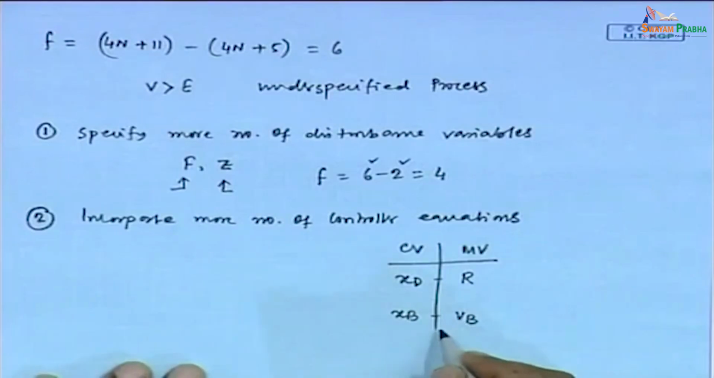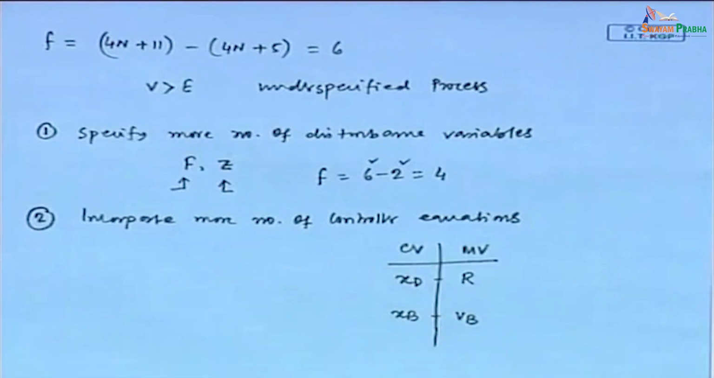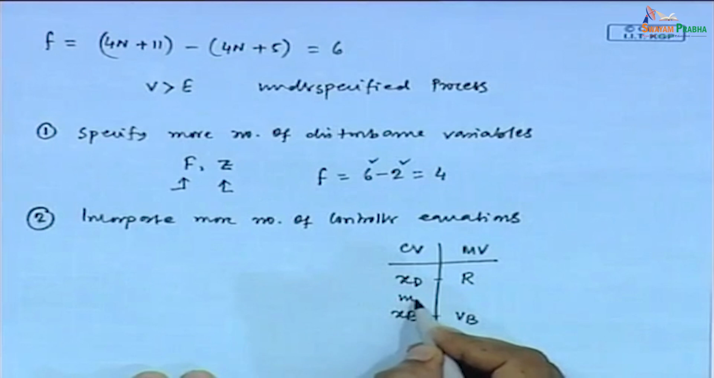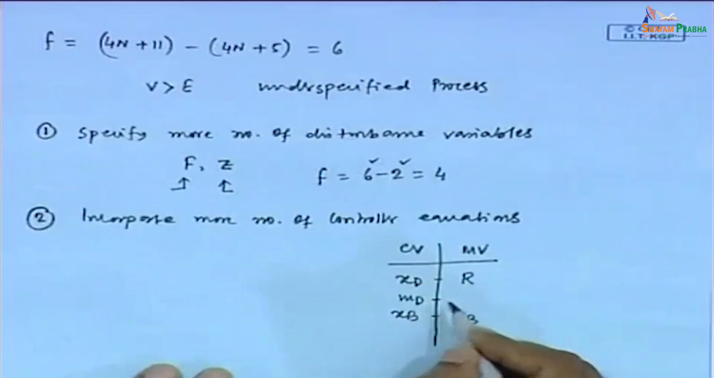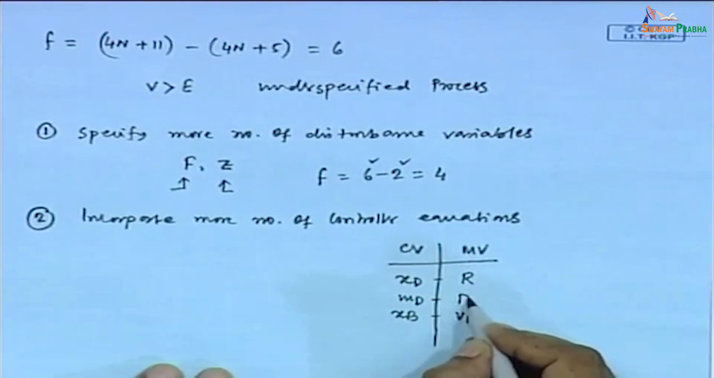Along with these two pairs, we can include another two controlled variable, manipulated variable pairs, one for top section and one for bottom section. You see, the reflux drum hold up is represented by MD. Basically, in the reflux drum some liquid is accumulated, and that we represent by MD. So, we can control that liquid height, and that liquid height we can control by the adjustment of distillate flow rate.